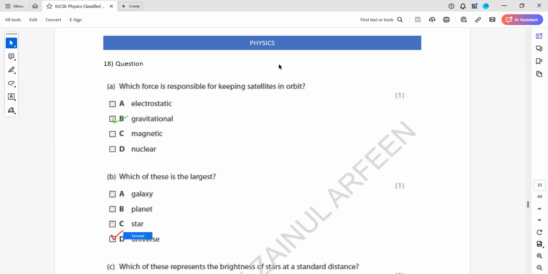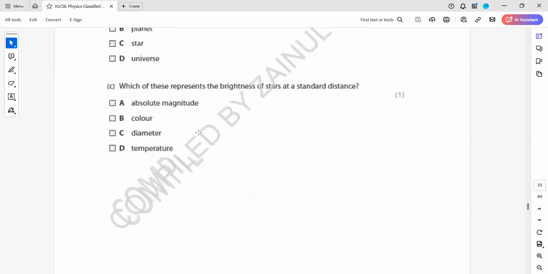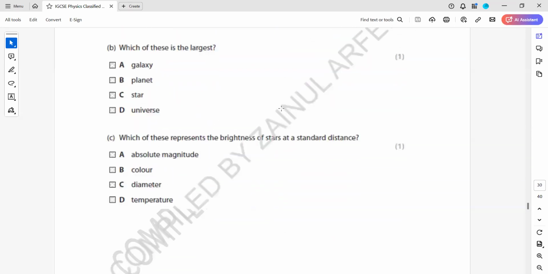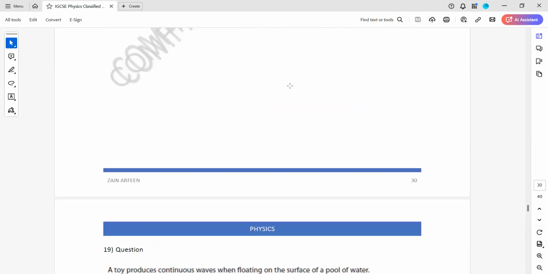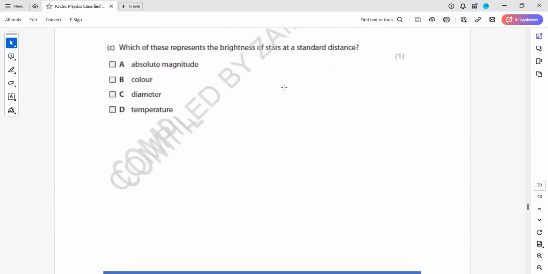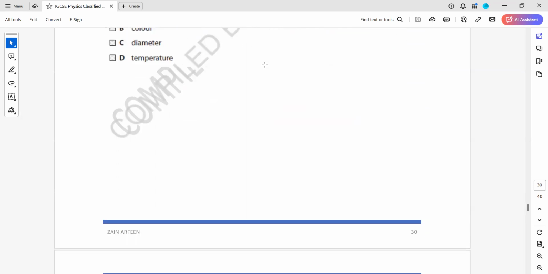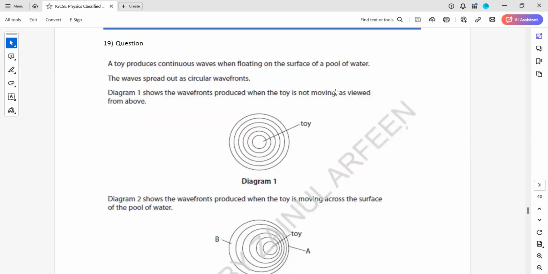Which of the following is responsible for keeping a satellite in orbit? The gravitational force. And which is the largest? The universe is the largest. Which of these represents the brightness of a star as a standard? Leave this one, because standard candles are not something you're learning. The brightness of a star here refers to absolute magnitude, but you're not learning anything about it.